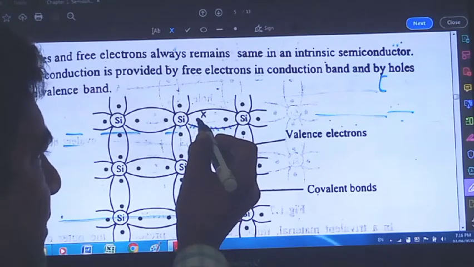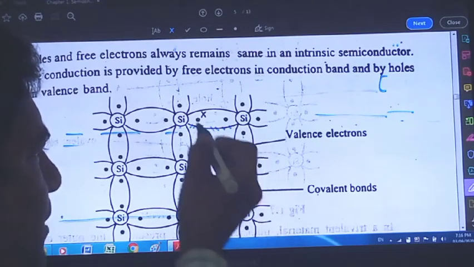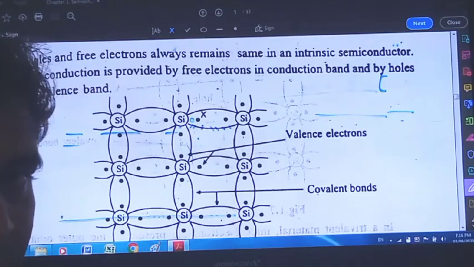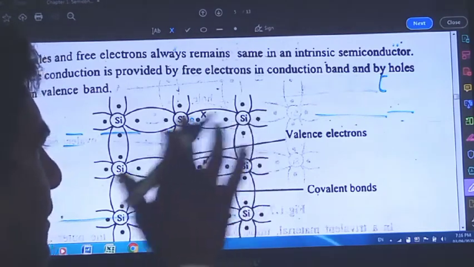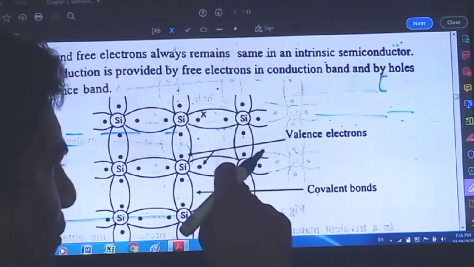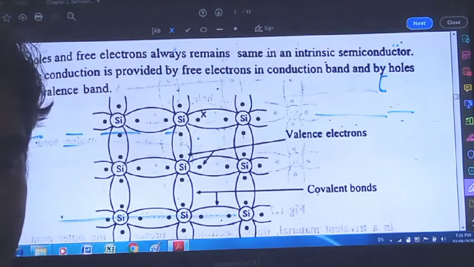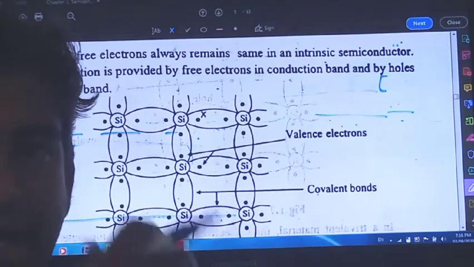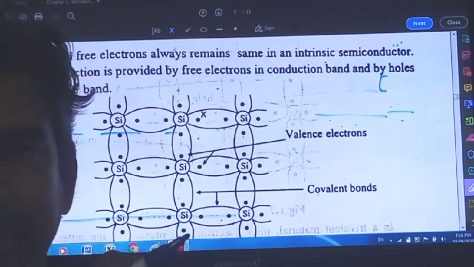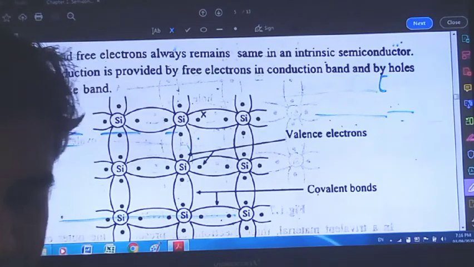This valence electron tries to go from this place to this place, which means ultimately a hole will be created like this. And this valence electron tries to break this covalent bond, and again a hole will be created. Again it tries to break a covalent bond. As it moves randomly from one place to another, different covalent bonds will break and a number of holes will occur.